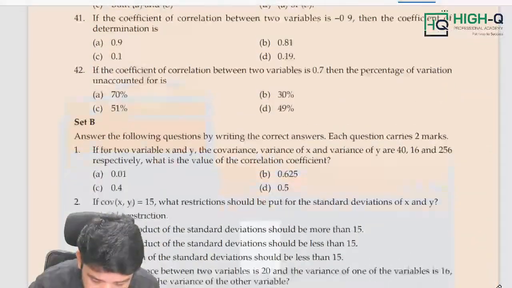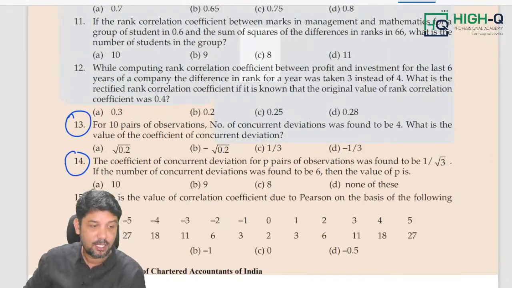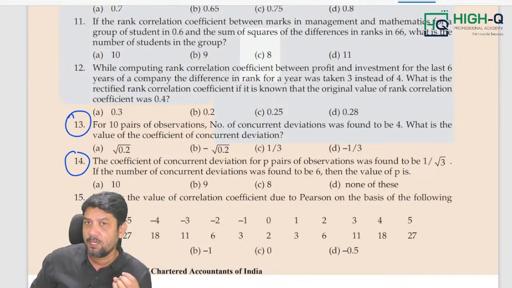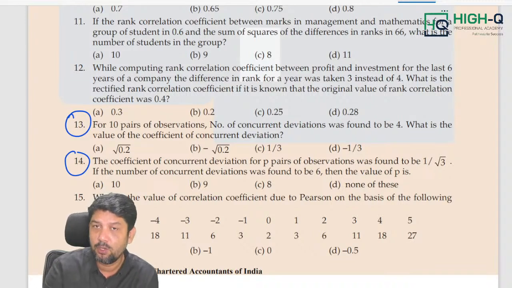Okay, from set B, the 13th and 14th question type. They have asked these types of questions so far, if at all concurrent deviation questions are asked, and these are the two types of questions asked in the examination. So, sir, should I do these types of questions and go? Of course, my dear, you please prepare these two at least and go.